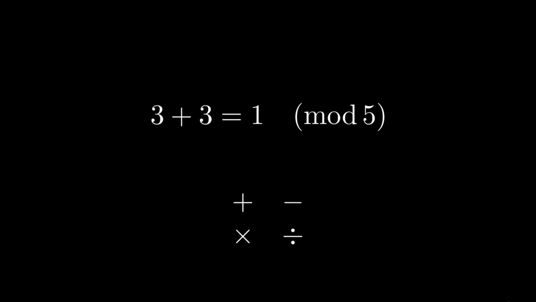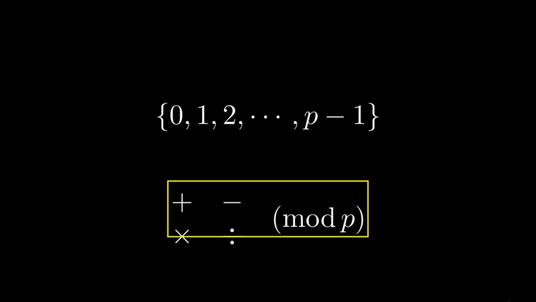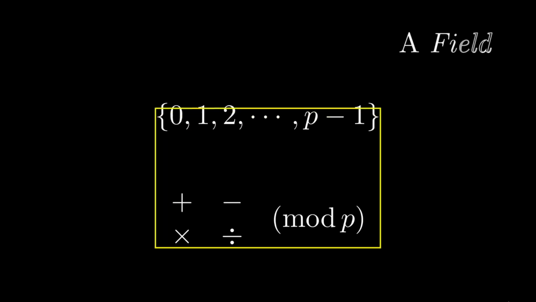We have the 4 basic operations, which we just do modulo some prime number. And then we have a set of mathematical objects, numbers that we can use with them. In this case, it's just all the numbers up to, stopping before p, right? Because at that point we roll back around to 0. And so when we take these two constructs together, operations and set, we call it a field.